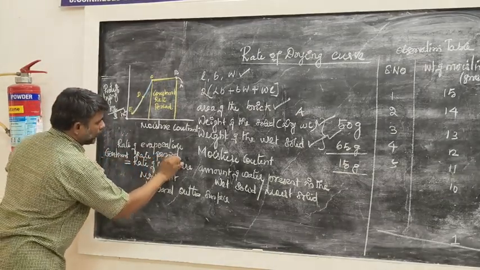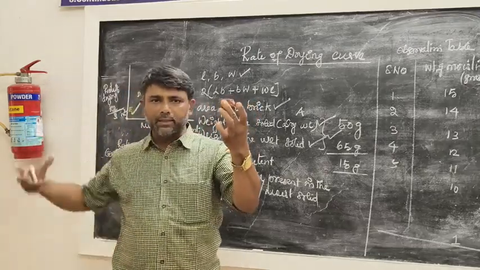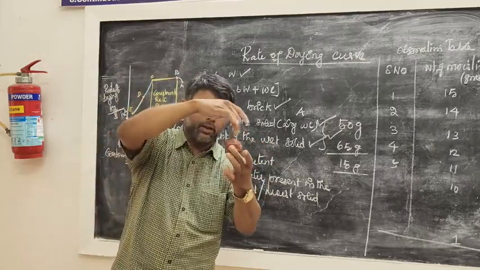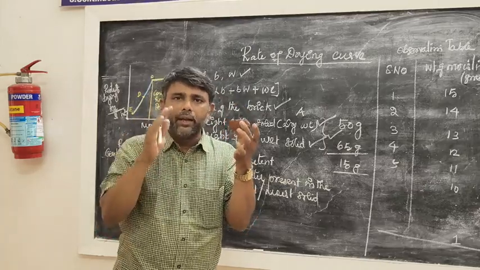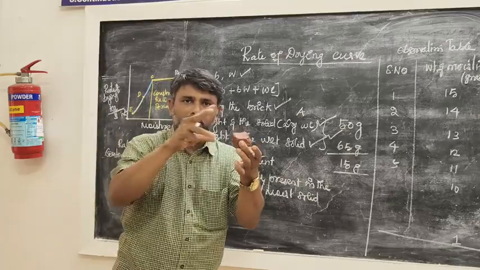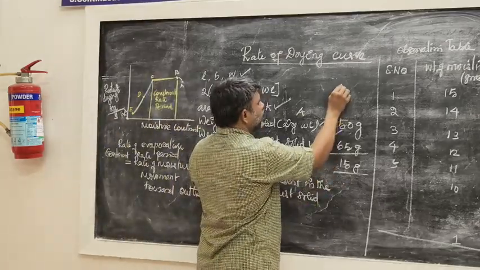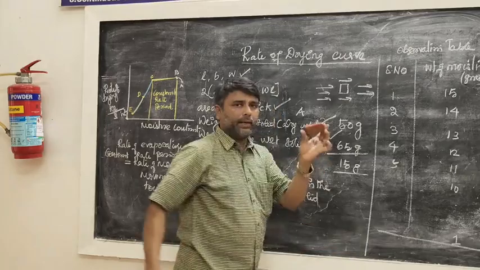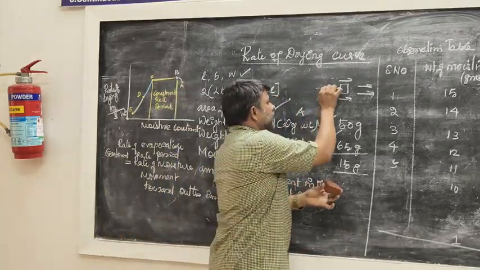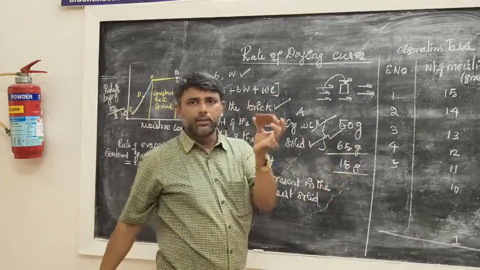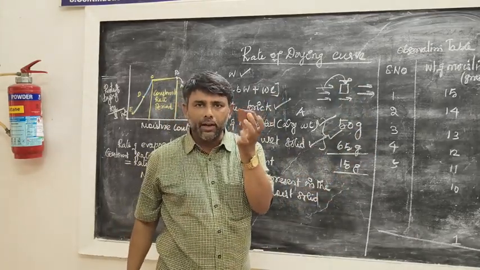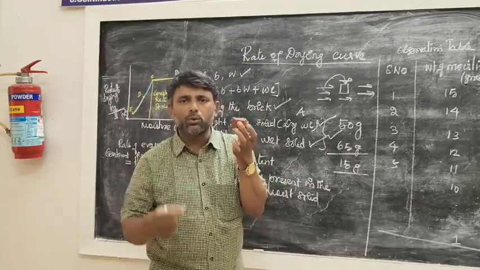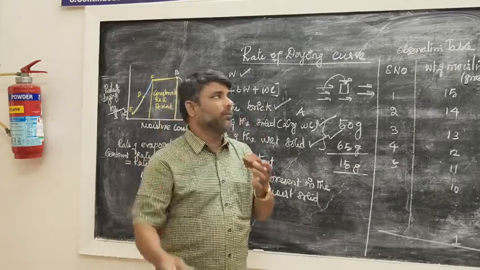One more important point. I am keeping this wet sample in a stream of hot air. Heat gets transferred from the bulk air to the outer surface of the wet brick, from bulk air to the surface of the solid. The rate of heat transfer from bulk air to the surface of the solid is exactly equal to the rate of heat required for evaporation.